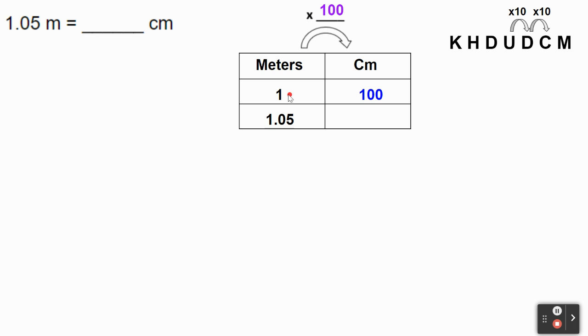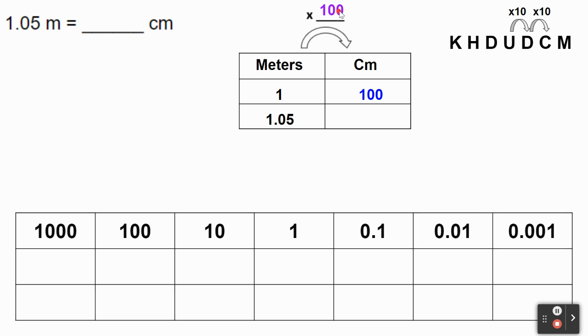We have 1 and 500ths meters. Same thing. We're going to be multiplying 1 and 500ths times 100. Let's use this place value chart to help us. We can put 1 and 500ths in the place value chart here: the 1 in the ones place, the 0 in the tenths, and the 5 in the hundredths.